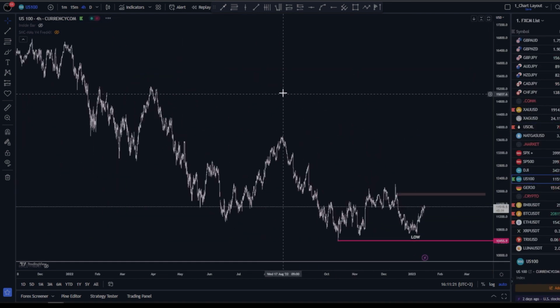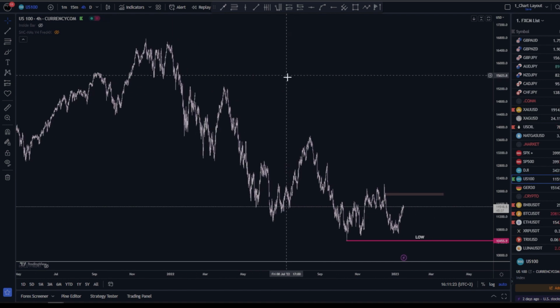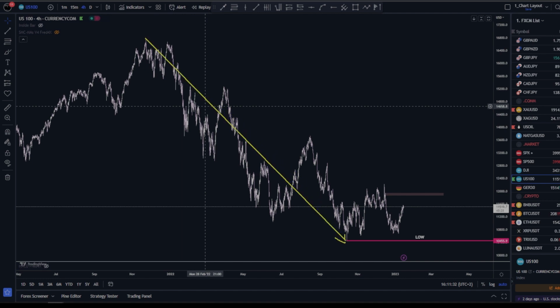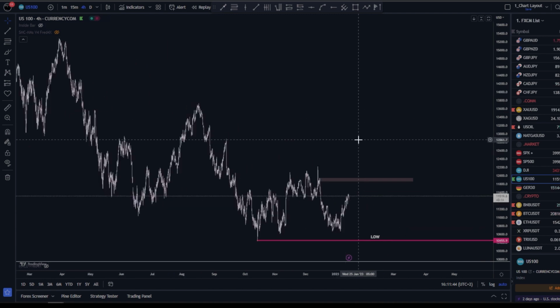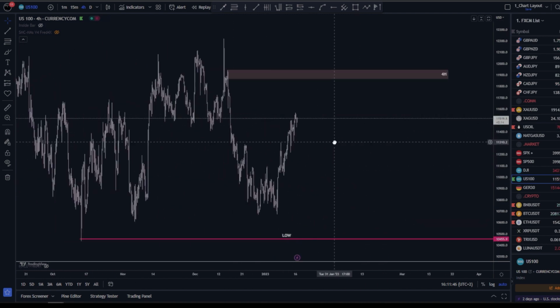Nasdaq. Nasdaq right now is making a correction inside the correction, so it's a bit complicated in here. As you can see, we had this big bearish impulse, and right now we are ranging inside this area. So what I'm expecting from Nasdaq is a pullback here.